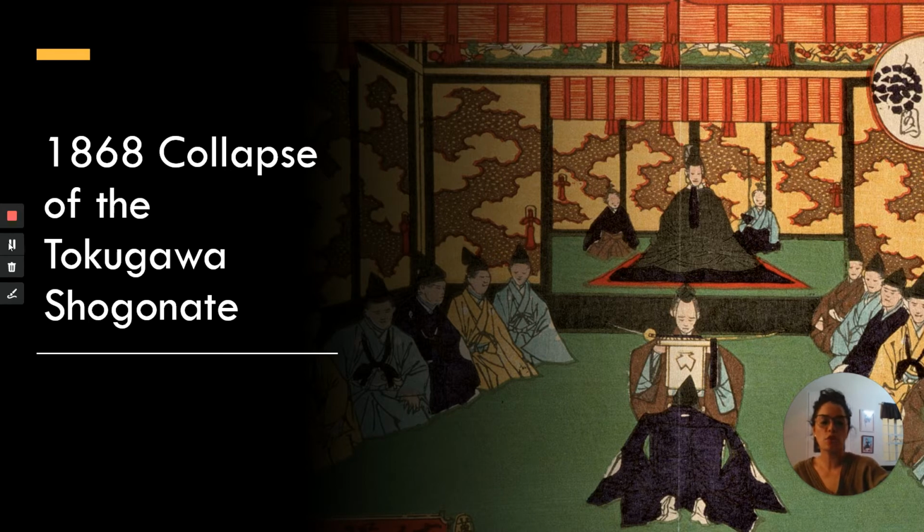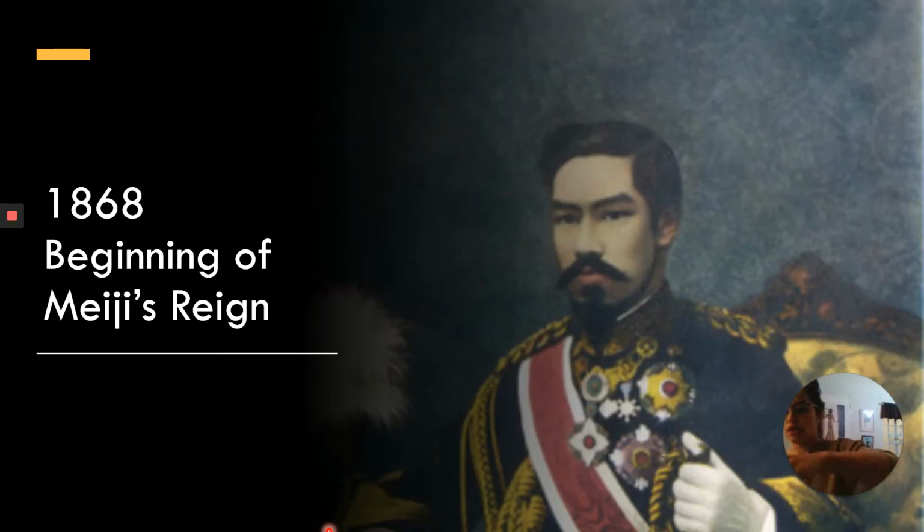So we have here the signing of the Treaty of Amity and Commerce, and then we have the collapse of the Tokugawa shogunate. The Tokugawa shogunate is not the last, but this is the shogunate when the imperialists came. Okay, so if it was the Qing dynasty in China, it would be the Tokugawa shogunate in Japan.